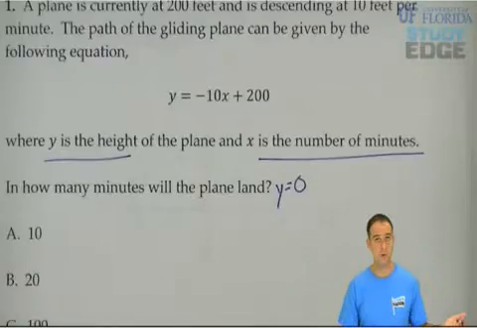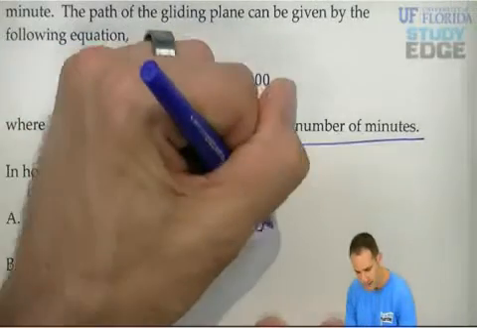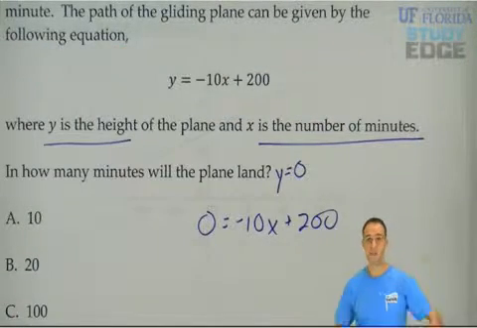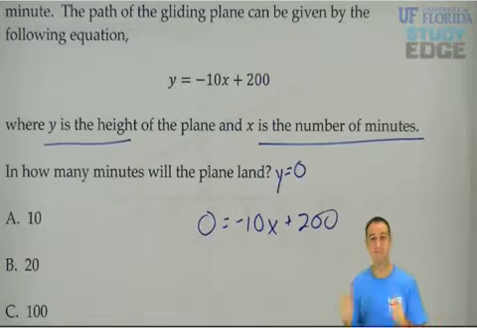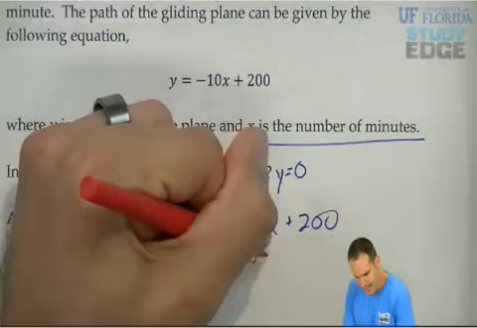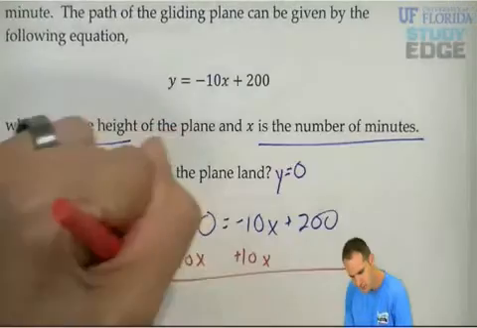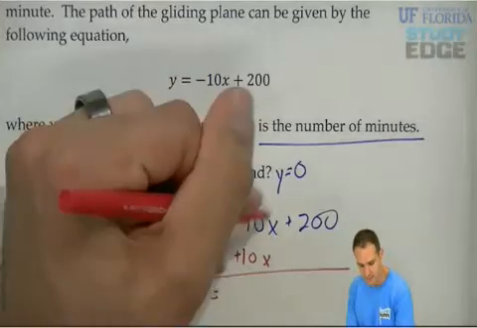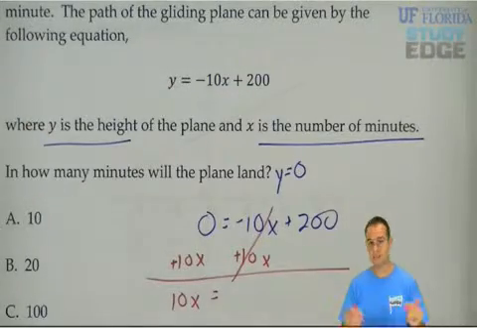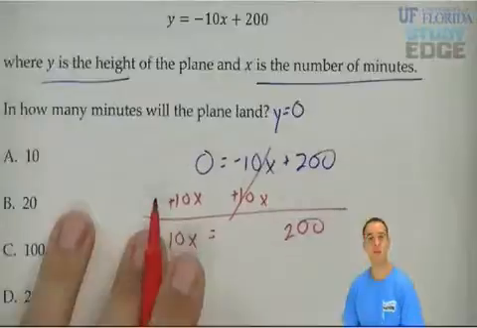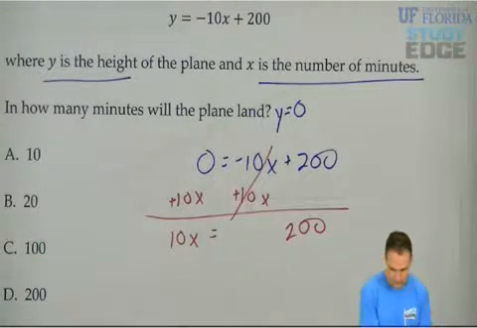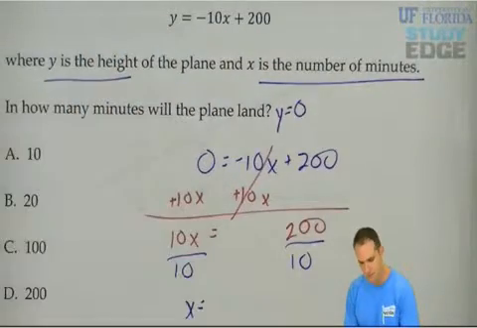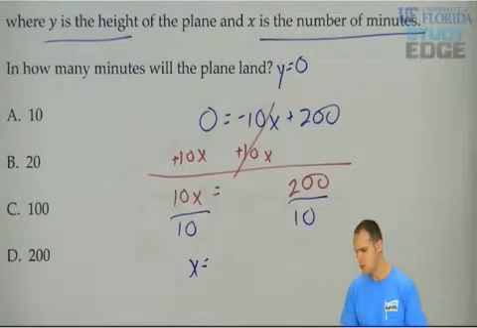So what are we going to do? We're going to plug in a 0 for y and solve for x. Get your variables to one side, your numbers to the other, and divide if needed. I'm going to go ahead and add 10x to both sides, get my variable on the left. That'll give me just 10x, the only term on the left-hand side. Negative 10x plus 10x simplifies, and you're left with 200. Next, divide both sides by 10, and x will equal 200 divided by 10.